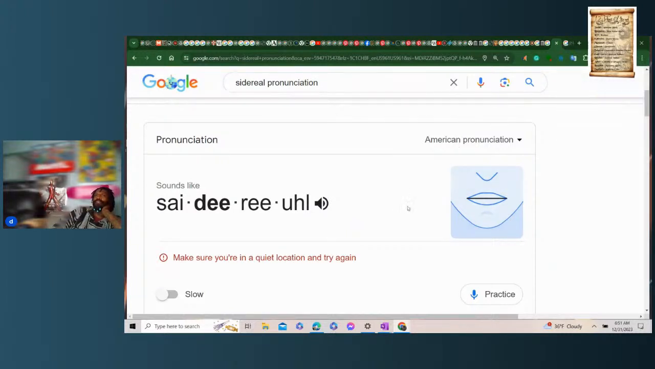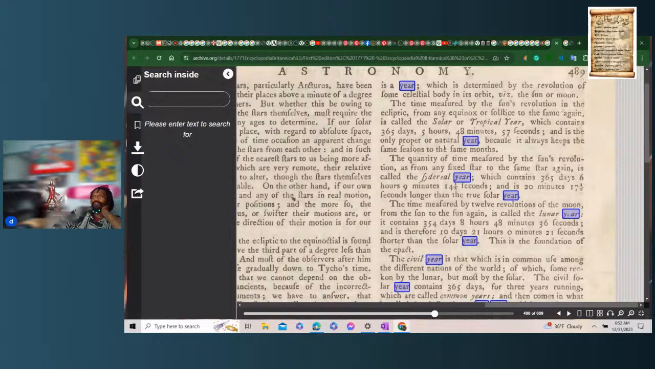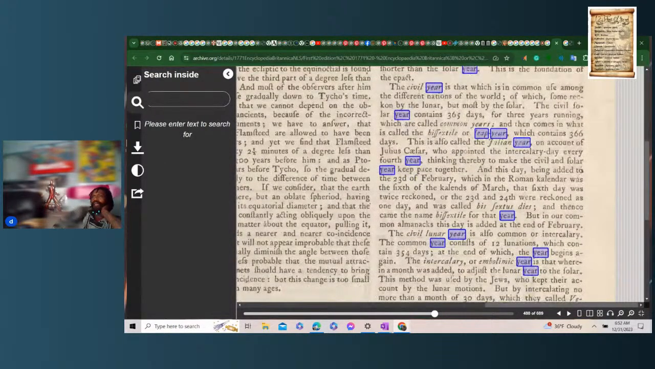Sidereal. Currency. All right, let me go ahead. I'm going to close that. All right, so that's the epact. I'm going to rest on the epact. I believe the Father gave you that. All right, so reading on.